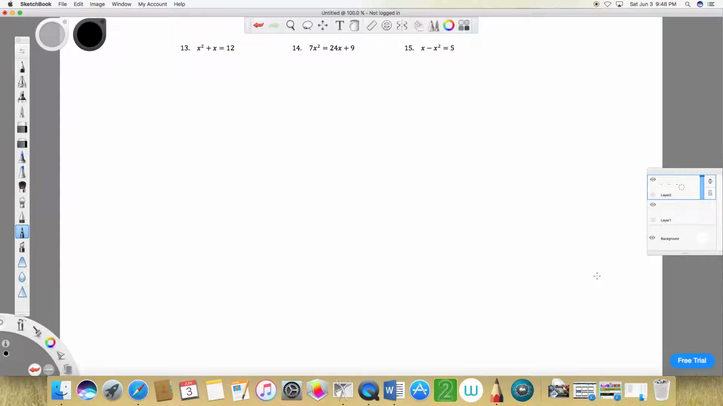All right, so I think this is recording. We have three equations here that are quadratic equations. We want to solve them. Although I didn't cut and paste the directions, it says to use the quadratic formula.